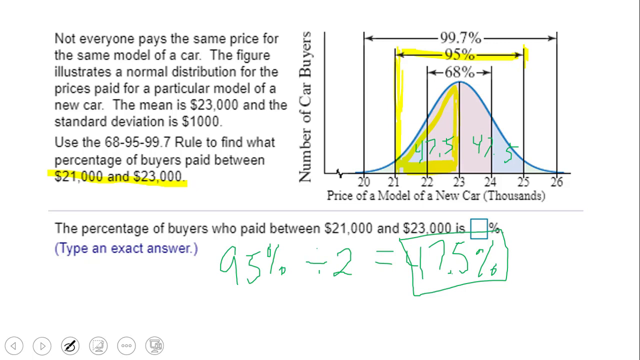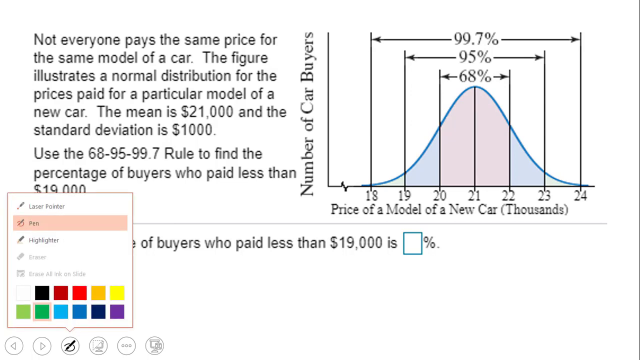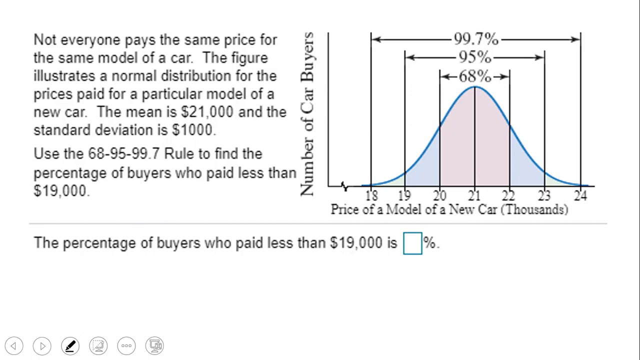Let's look at one more. It's the same story. It happens to have a different mean, but we have the new picture provided. So in this one, we have a mean of 21,000, but still a standard deviation of 1,000. You can see they've labeled with their standard deviations and with their percentage ranges. This time the question is who paid less than 19,000.